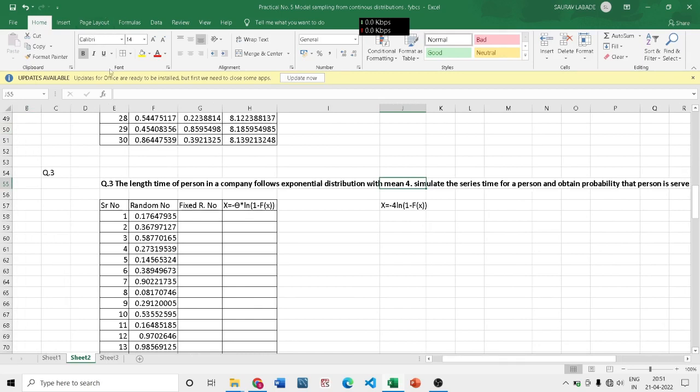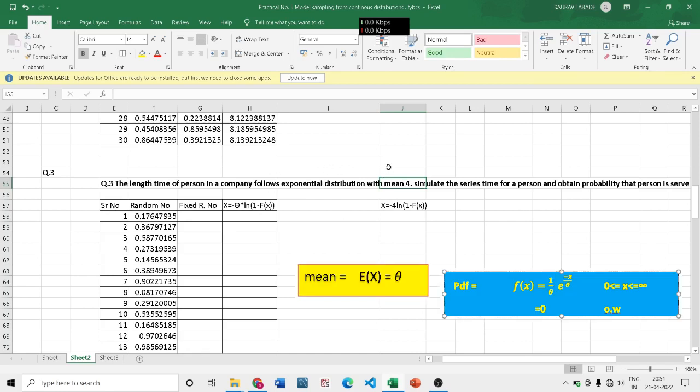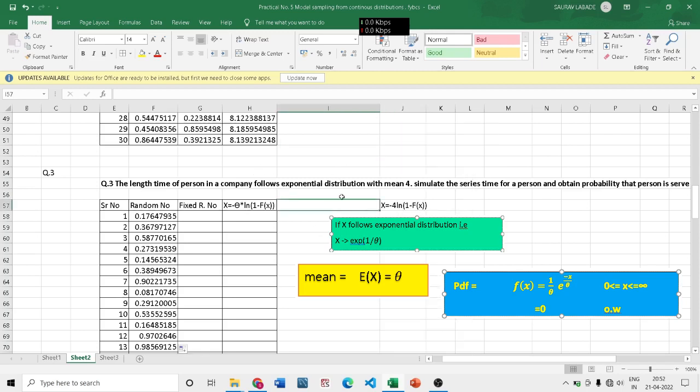Now understand one thing, they have given that the exponential distribution follows mean 4. For that purpose you must know what the parameter of the exponential distribution is, what the mean of the exponential distribution is, and what the PDF of the exponential distribution is. Maybe the formula for the PDF and mean is on the screen.